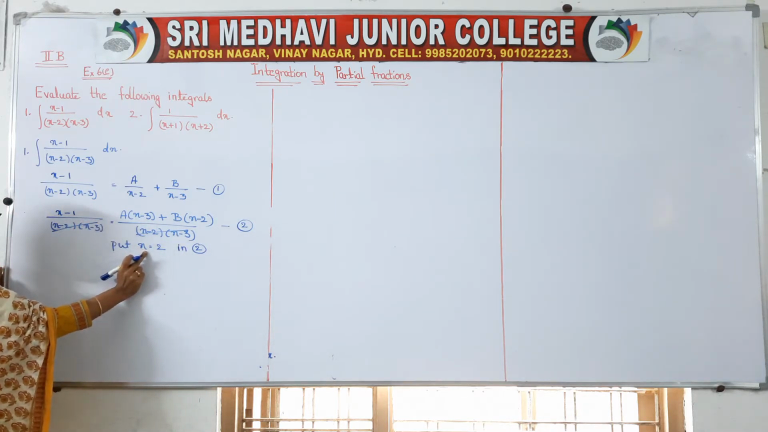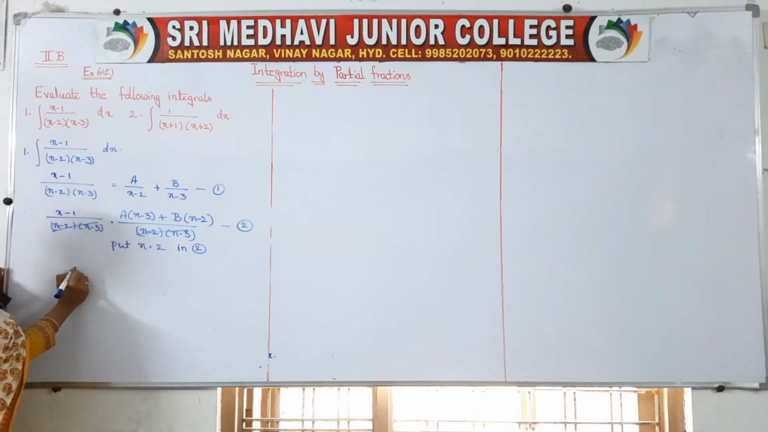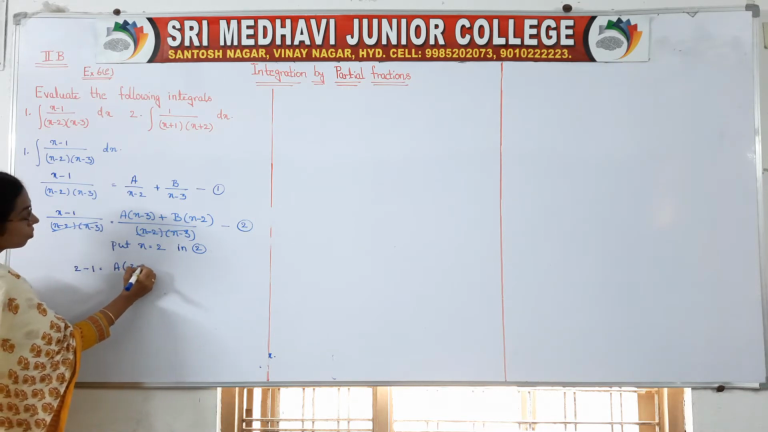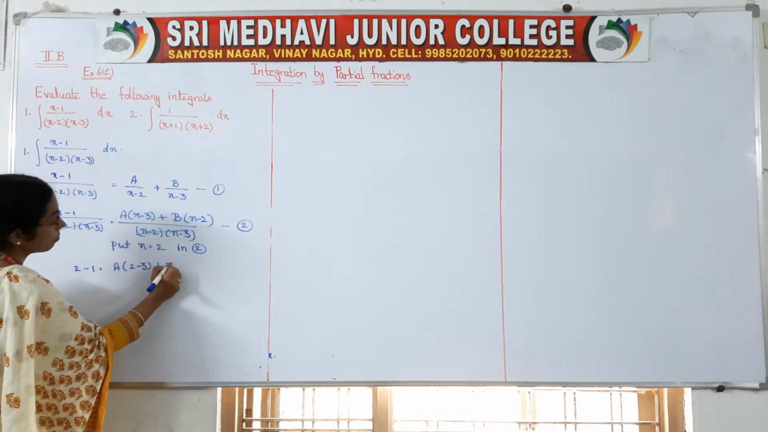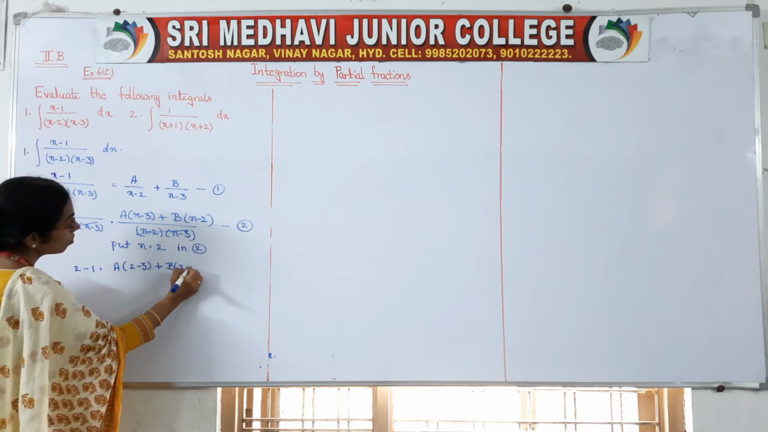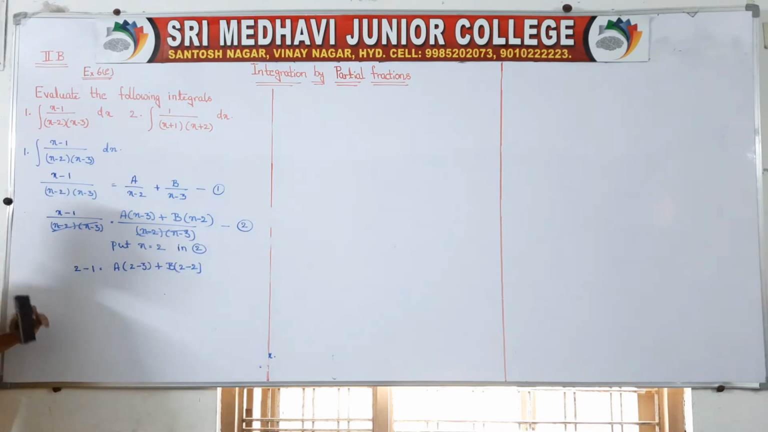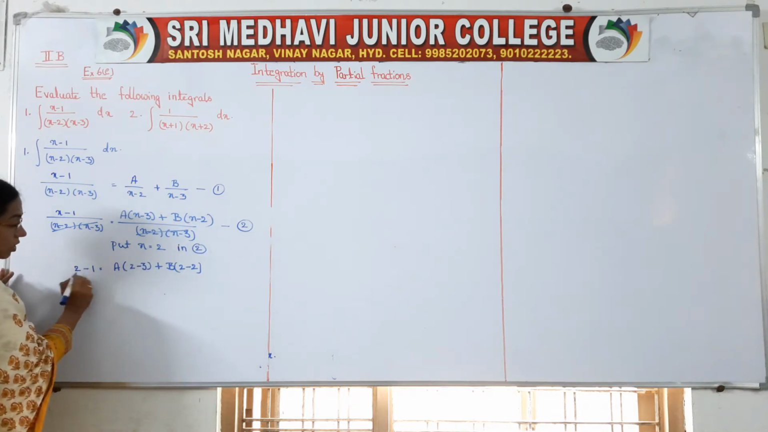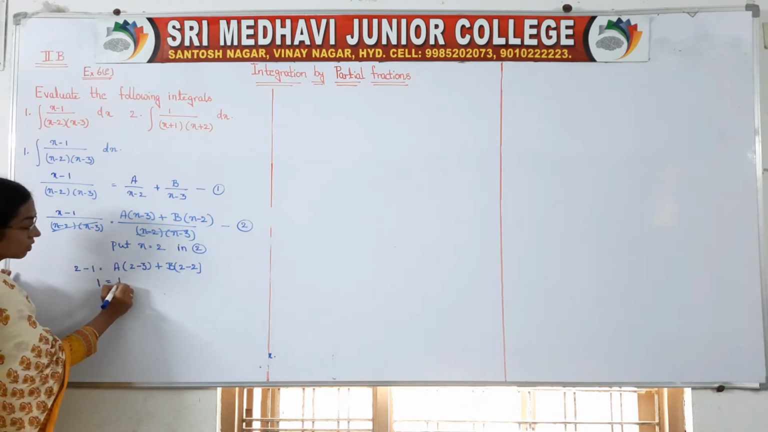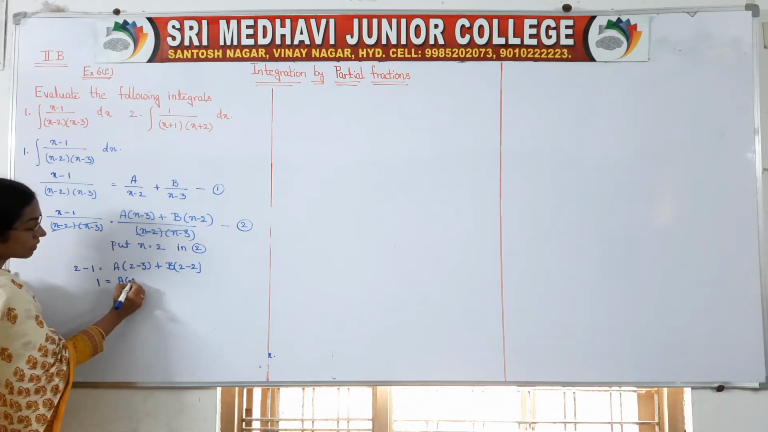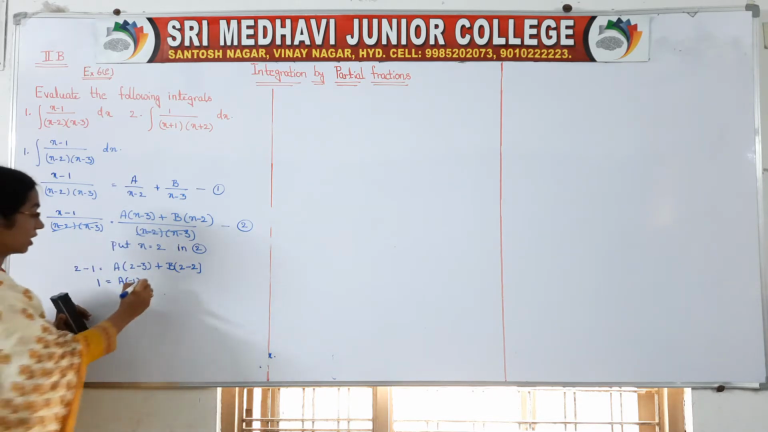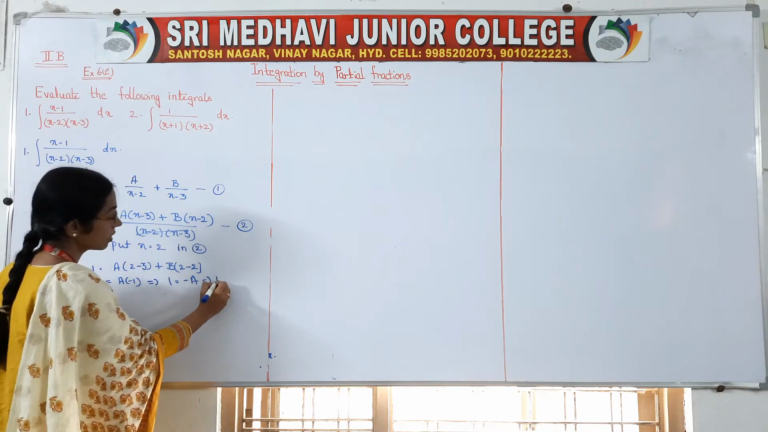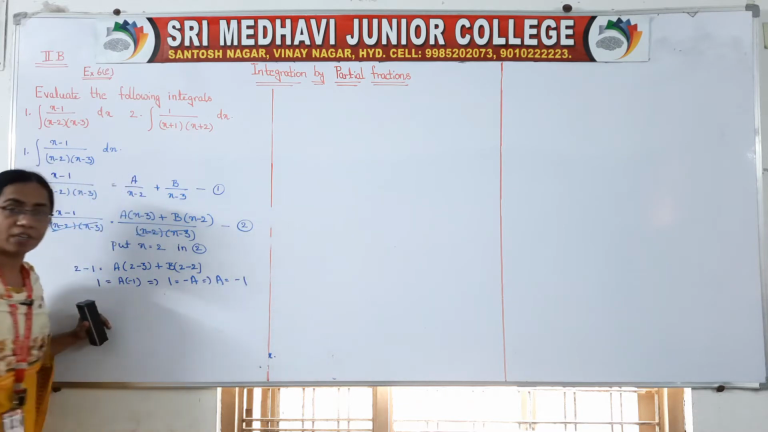Okay, so come on, what happens in this equation 2? We have to put x is equal to 2 here. So 2 minus 1 is equal to A into (2 minus 3) plus B into (2 minus 2). 2 minus 2 is 0. 0 into something is 0. So here 2 minus 1 is 1, equal to A into minus 1, since 2 minus 3 is minus 1. This implies 1 is equal to minus A, implies A is equal to minus 1.